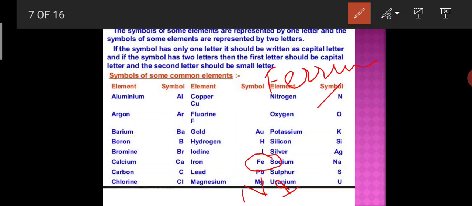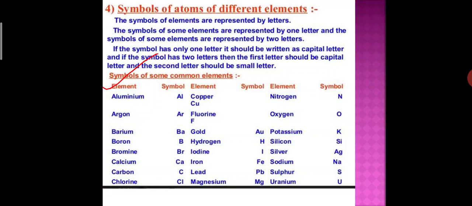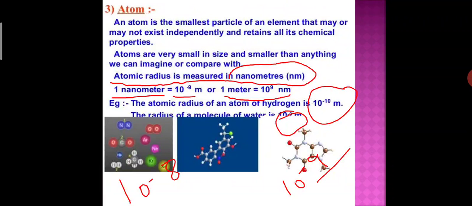Students, here are the elements and their symbols. You should learn the symbols of some elements in this table, like aluminium, argon, barium, boron. This table is given for you to refer to whenever you study the elements. Do not bother to memorize all in one go. I hope you understand the symbols of the atoms of different elements. You should learn them, and we have also discussed what an atom is.